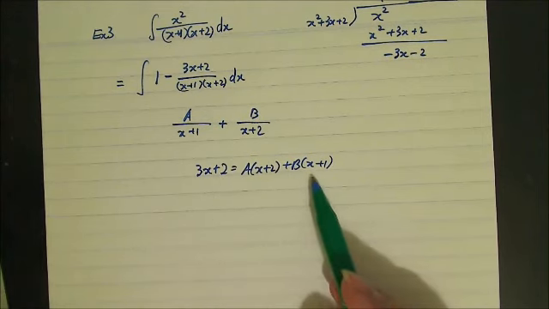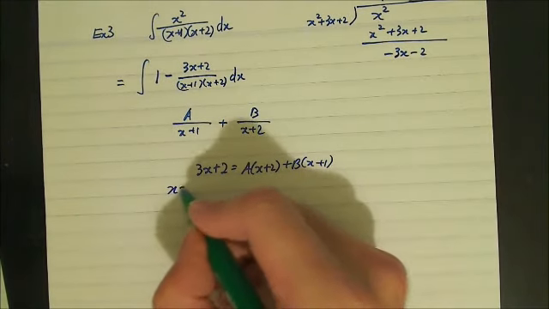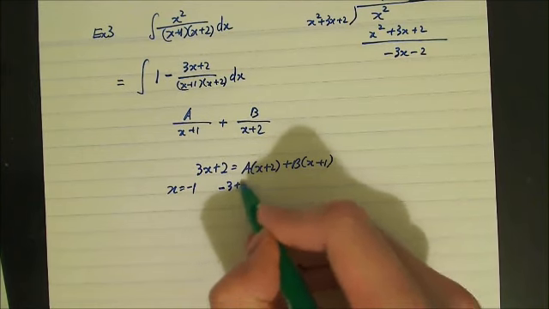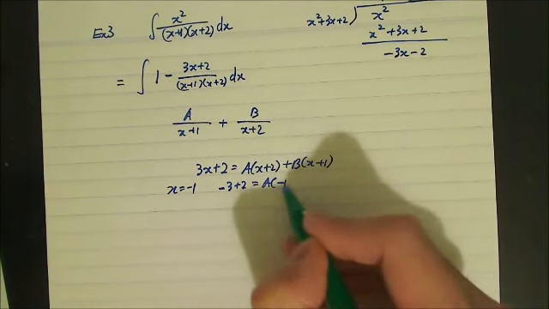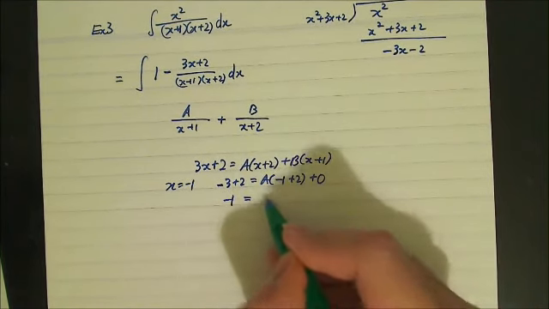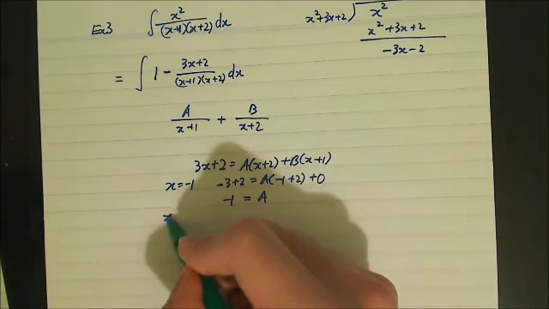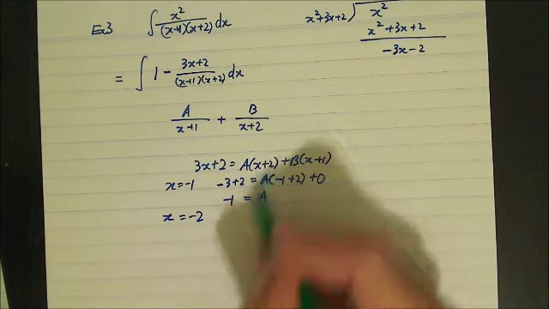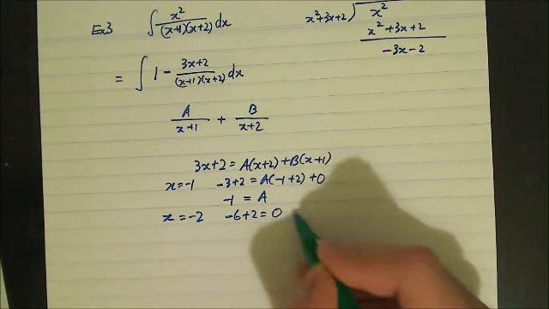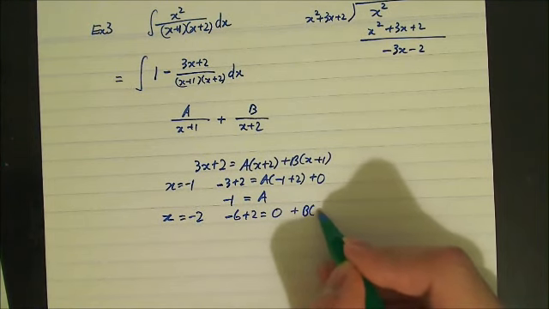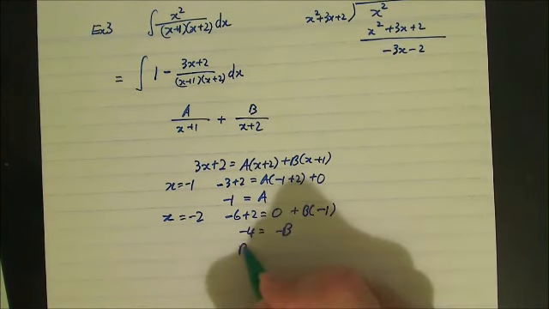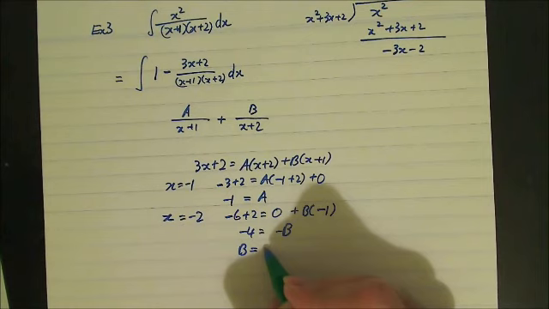Now, here we can make convenient substitutions of x, which will be x equals minus 1 to get rid of the b, which tells us that minus 3 plus 2 equals a times (minus 1 plus 2) plus 0. So we have minus 1 equals a. Also, we can use x equals minus 2 to ignore the a, which gives us minus 6 plus 2 equals 0 plus b times (minus 2 plus 1), which is minus 1. So we have minus 4 equals minus b, which means b equals 4.